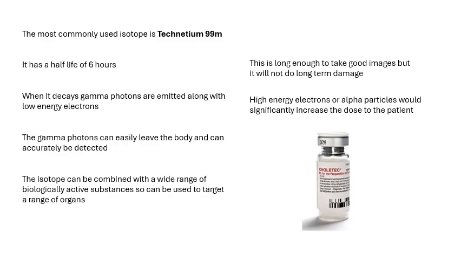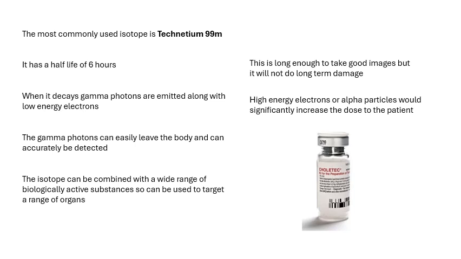So the most commonly used is technetium-99. It's 99m, don't worry about that. Half-life about 6 hours. So it's long enough to take good images, but it won't do long-term damage. This is always the compromise. You want it to be active enough so that it gives off plenty of gamma, but then you don't want it in the body after you've actually taken your pictures. So that is always the compromise.